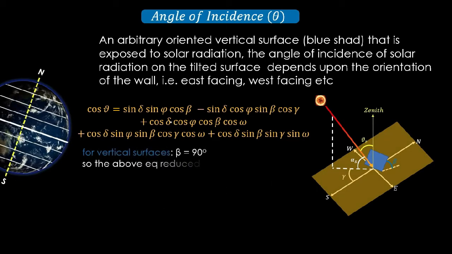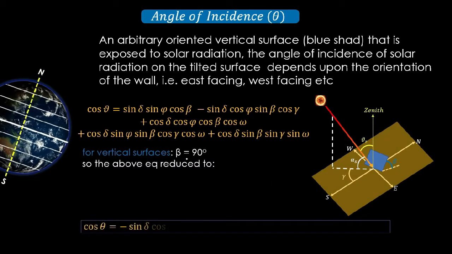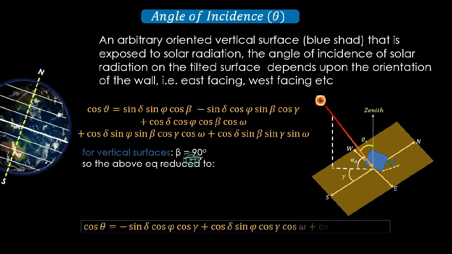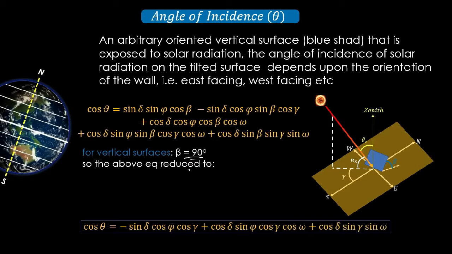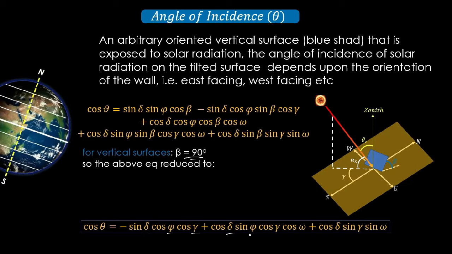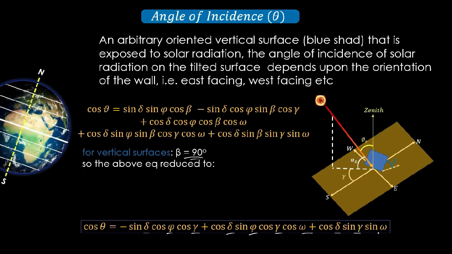Further, for vertical surfaces where beta is going to be 90 degrees, the general expression is reduced to cos theta is equal to minus sin del cos phi cos gamma plus cos del sin phi cos gamma cos omega plus cos del sin gamma sin omega.